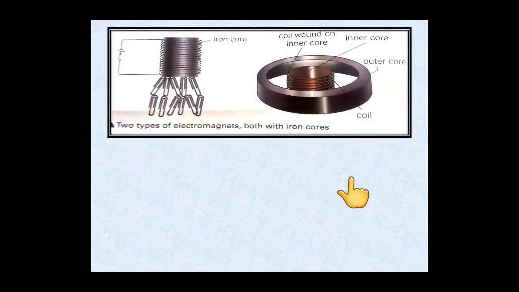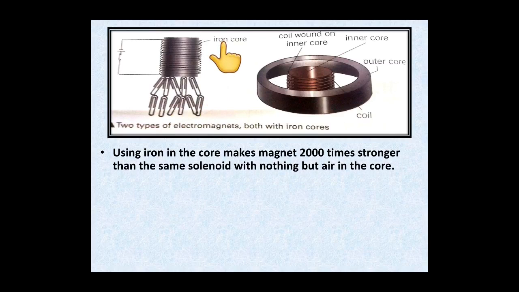For the electromagnets to do all these power jobs, they need to produce a very strong magnetic field. To make this happen, the electromagnet has a coil of copper wire wound tightly around an iron core. The purpose of using an iron core is that it makes the magnet 2000 times stronger than the same solenoid having air in its center or core.